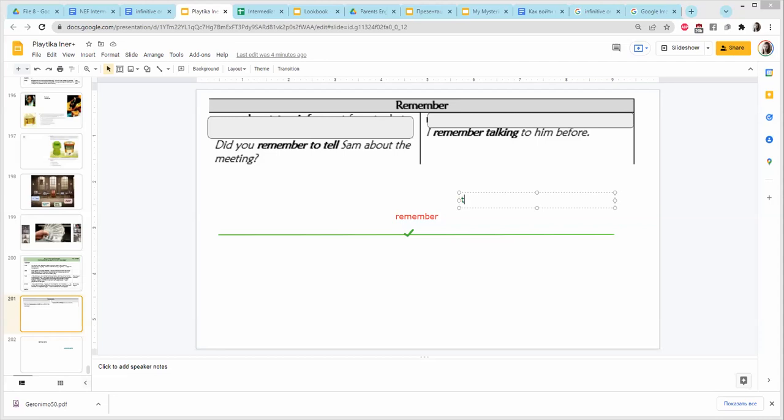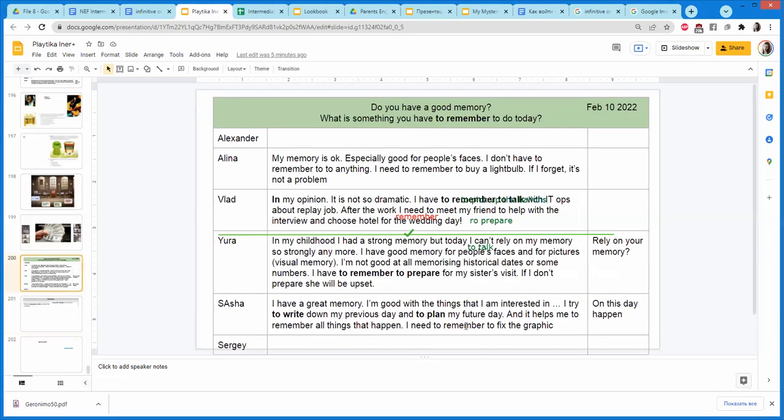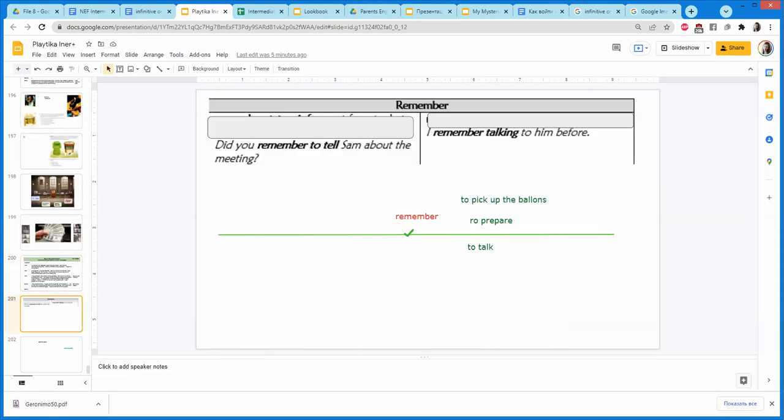Tatiana needs to remember to pick up her balloons. What does Yura have to remember? To prepare for the visit of his sister. What does Vlad have to remember to do? To talk to these guys, yeah? To talk with... What does Sasha have to remember to do? I forgot. Sasha muted. To fix the graphic. Yeah, fix the graphic. Sasha needs to remember to fix the graphic.